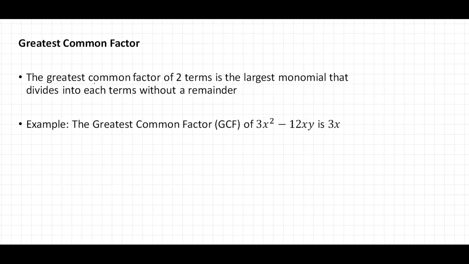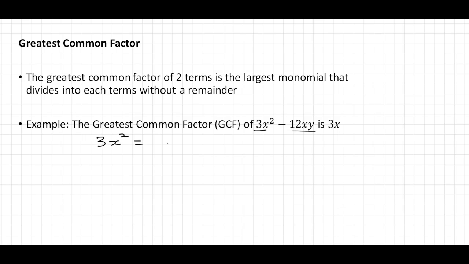The greatest common factor of two terms is the largest monomial, or the largest term, that divides into each of the terms without a remainder. For example, the greatest common factor of 3x squared minus 12xy is 3x. You may ask, how is that possible? So let's go ahead and show you how it works.